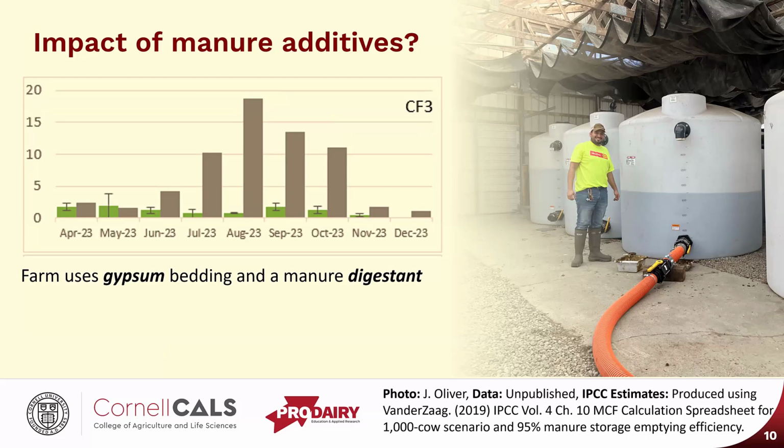So this farm happens to be using a couple of different manure additives. They're using a tremendous amount of gypsum in their bedding, and then they're also using this digestant product. And so Joel, who had a poster yesterday, this is his experimental system.